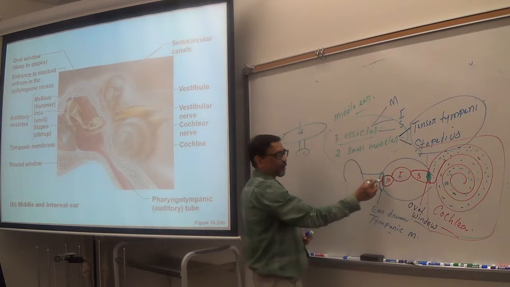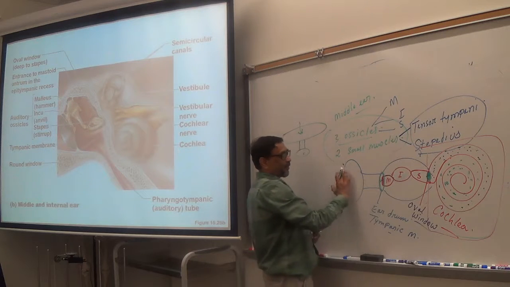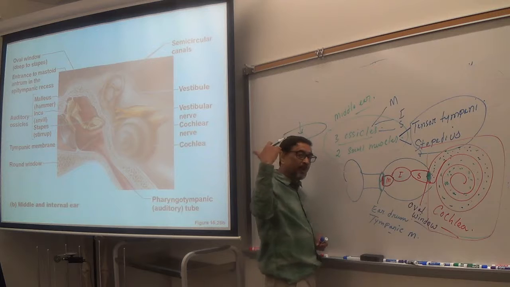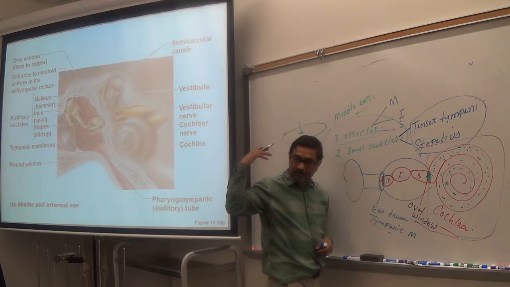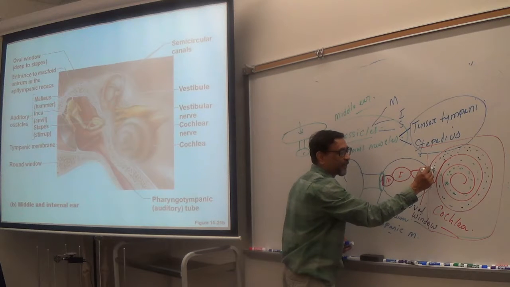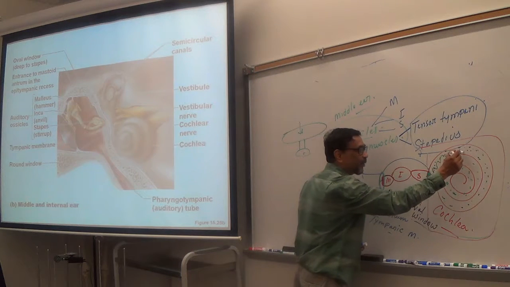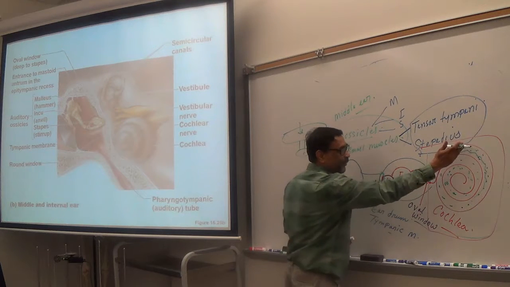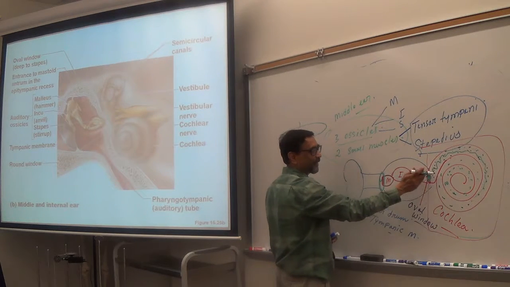Why should the pressure be amplified from here to here? Because when the sound waves enter, they travel through the air, right? Air. But on this side, sound waves will travel in the water or fluid. So you need more pressure to move the fluid. That's why it should be amplified here.